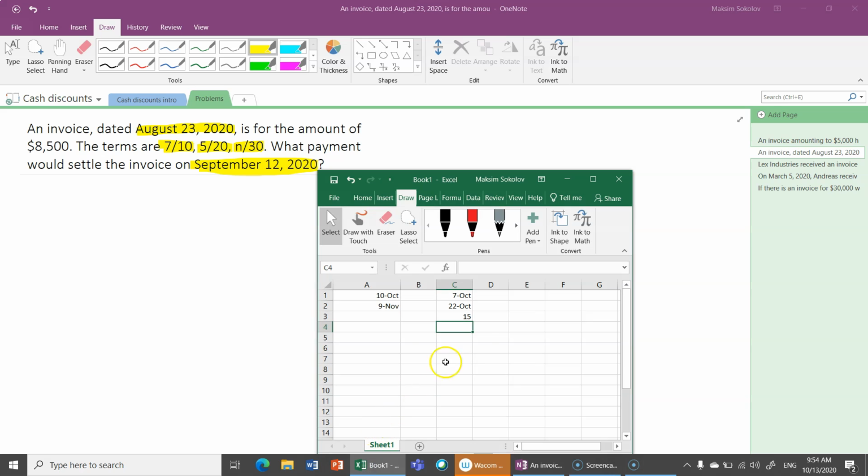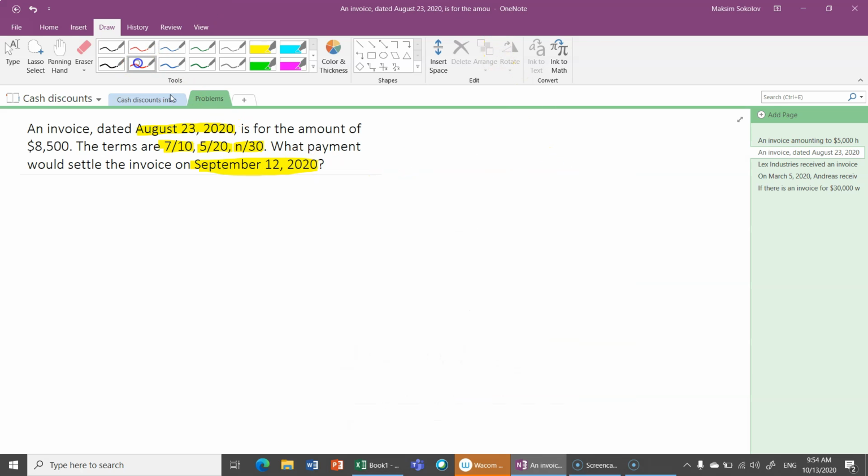Again, what we can do, we can call Excel to help us out here. We have September 12. Then we have August 23. And again, because September comes after August, we subtract August 23 from September 12. And we see that it's 20 days. So September 12 is day 20 of the invoice.